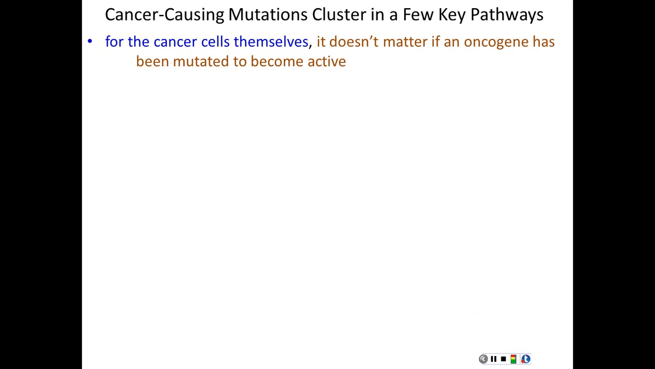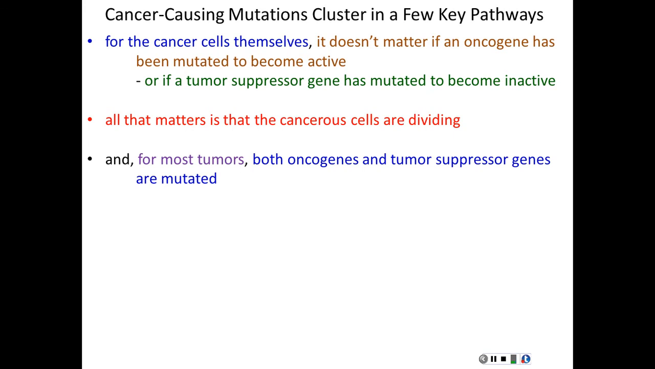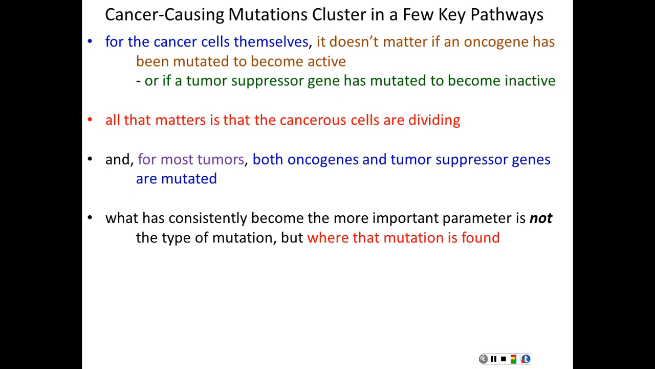For the cancer cells themselves, it doesn't matter if an oncogene has been mutated to become active or a tumor suppressor gene has been mutated to become inactive. All that matters is that the physiology of the cell has been changed. The cancerous cells are now dividing when they shouldn't be. And for most tumors, both oncogenes and tumor suppressor genes have been mutated over time. Keep in mind that cancer is a disease of accumulated mutations.